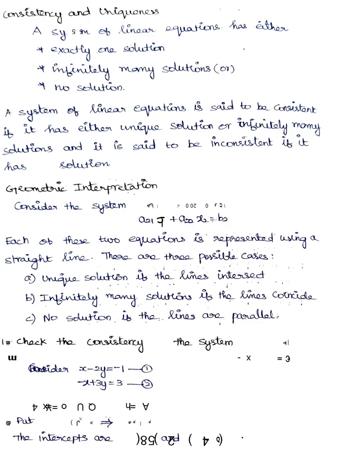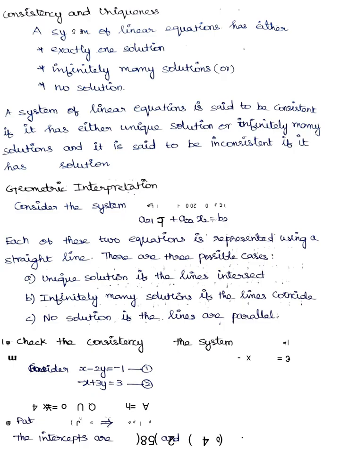First, consider the system of equations a11x1 plus a12x2 is equal to b1, and likewise a21x1 plus a22x2 is equal to b2. Each equation represents a straight line. These equations have three possible cases. First case is a unique solution, which means the lines intersect. Infinitely many solutions means the lines coincide. No solution means the lines are parallel.